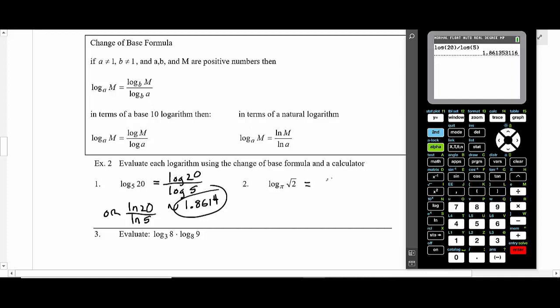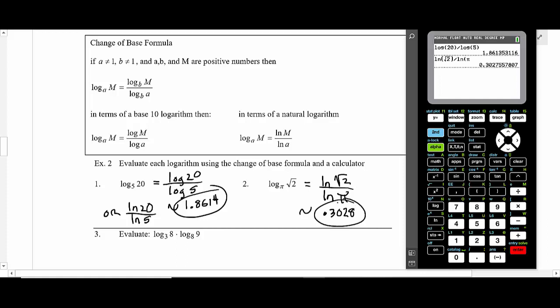This one, again, you can do log or ln. It doesn't matter. I'm just going to do ln. So we'd do ln of square root of 2 all over ln of pi. You probably would want to use your pi key on this. So I'm going to go ln square root of 2 and then divide by ln of pi, using the pi key again. And then round that off, so that would be about 0.302, and I'll just round that to 4 decimals. So that's how you can do that.